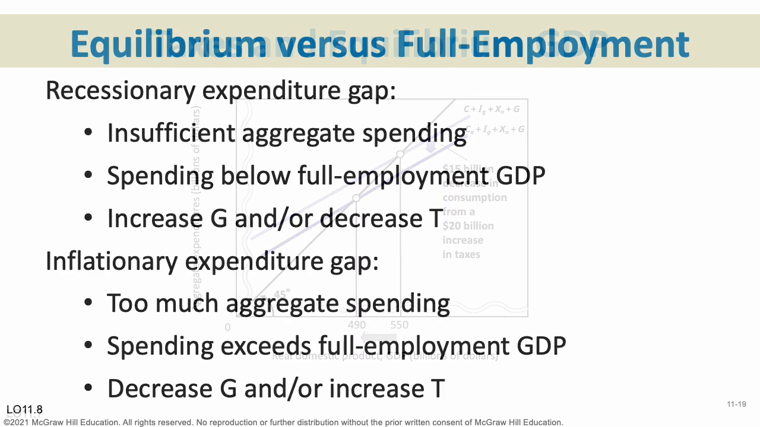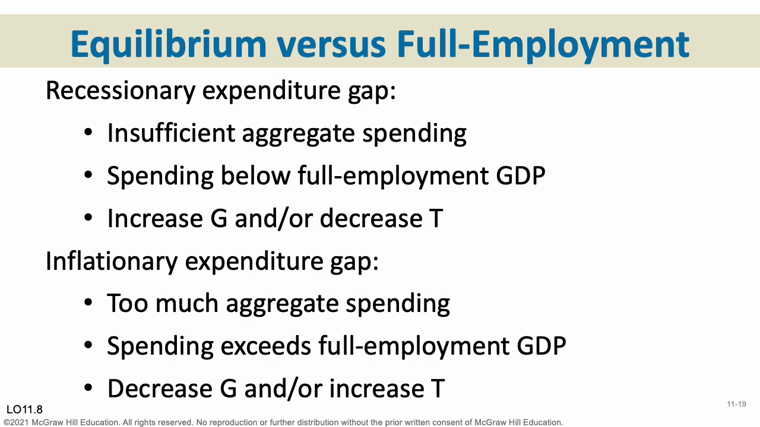And as we near the end of this chapter, what can happen is the following. We can have both equilibrium and full employment GDP, and equilibrium GDP is not always full employment GDP. You can get what's known as a recessionary or inflationary expenditure gap. A recessionary expenditure gap exists when aggregate expenditures fall short of full employment GDP, and output falls and unemployment rises. In an inflationary one, aggregate expenditures exceed full employment GDP, and you get inflation.